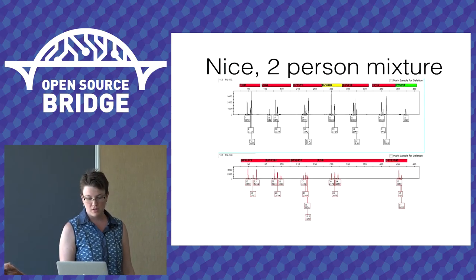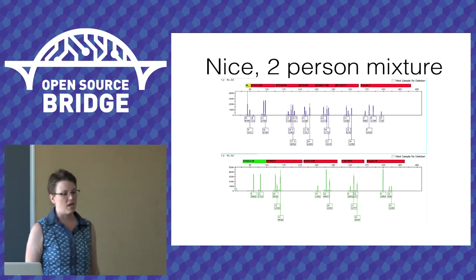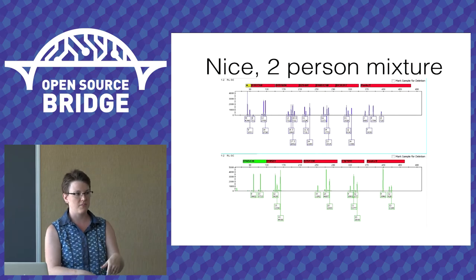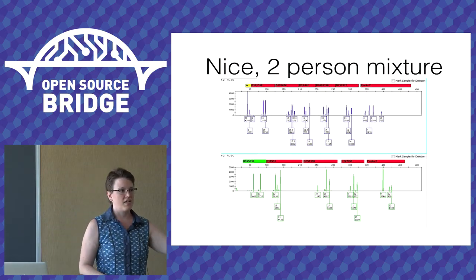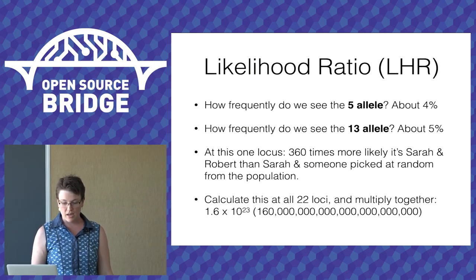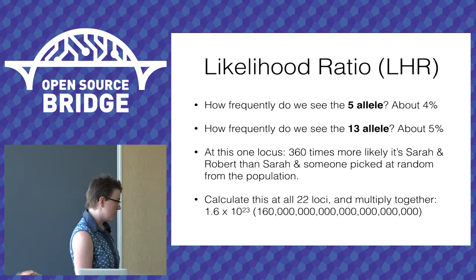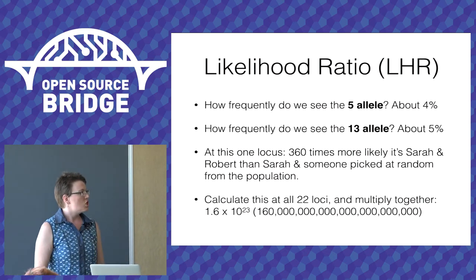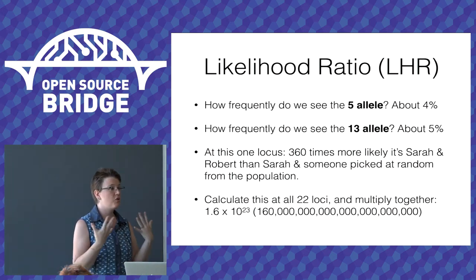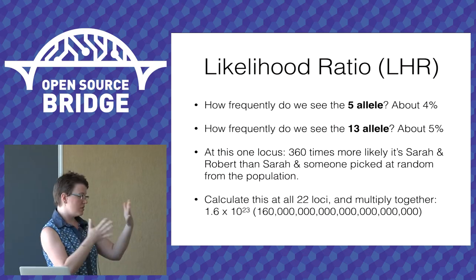Now, that's one locus. Like I said, we get 22 of these. So it's like rolling the die 22 times. You've got a 5% chance, and you've got to roll it again, another 5% chance. But 5 times 5, suddenly it becomes much rarer when you roll that die 22 times. So when I compare the whole DNA profile and I calculate the likelihood ratio, I get a ginormous number of 160 sextillion. That's with 23 zeros. So when you have beautiful data, it's really informative. That's not a shock. When you have beautiful data, you can say to a high degree of certainty that you can link a person with a DNA profile.